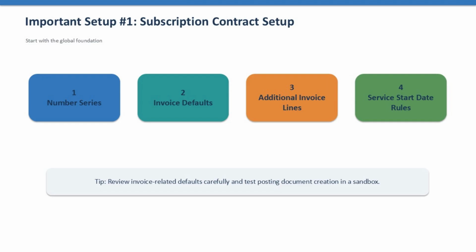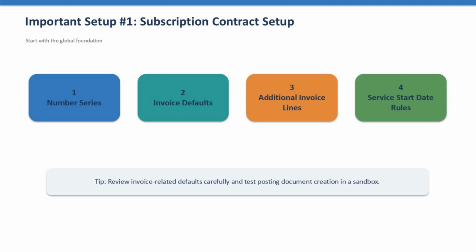You can define their dimensions there. You can define what values should come into invoices as a default. If you create an invoice from a subscription contract, what should your default values be? Those sort of things you can do. If you want to create any additional invoice line, or what your start date would be, those sort of setups related to your contract you can do in subscription contract setup.